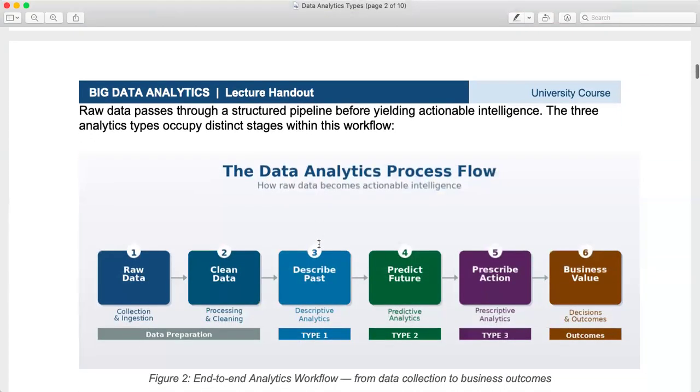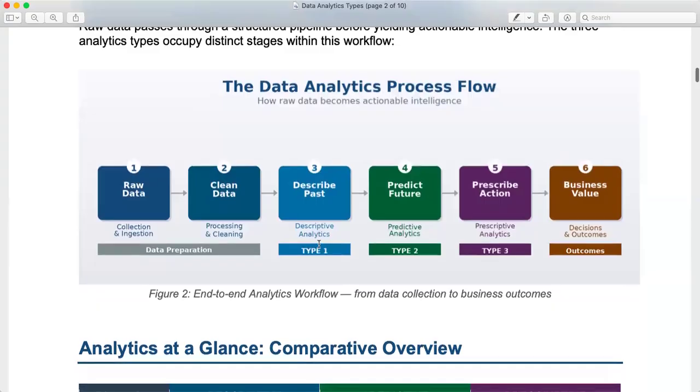If we look at the data analytics process flow, this is the whole pipeline or process where, first of all, we get the raw data. We collect data, ingest data from different sources or sensors, and then once we have that data, we go for data cleaning. These two phases collectively are called data cleaning and data preparation.